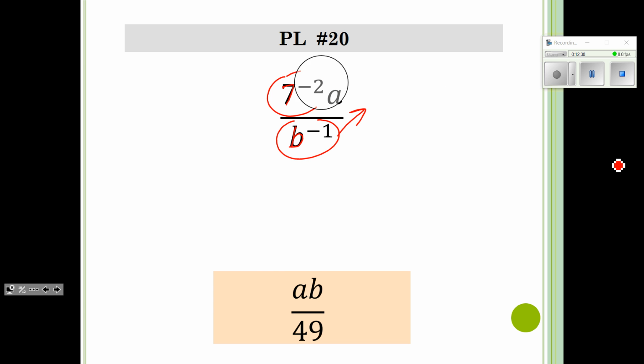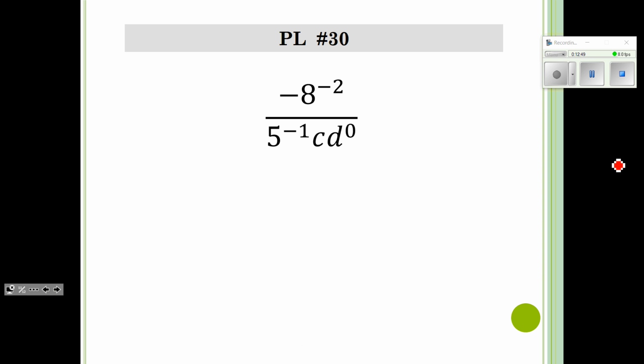So remember, before you start evaluating, always move the bases with negative exponents attached. If it's upstairs, move it downstairs. If it's downstairs, move it upstairs. In this last example, we have four bases. We have a base of negative 8, we have a base of 5, we have a base of c, and we have a base of d.